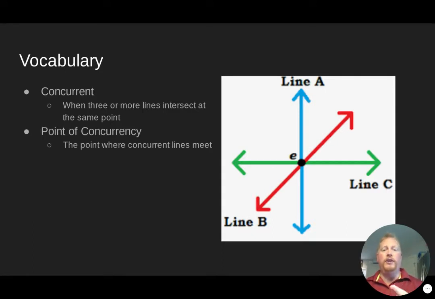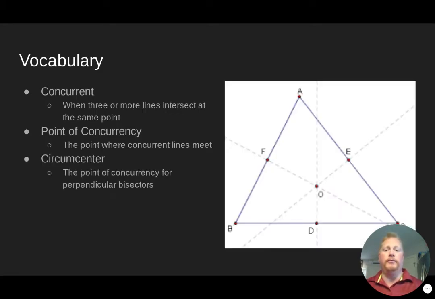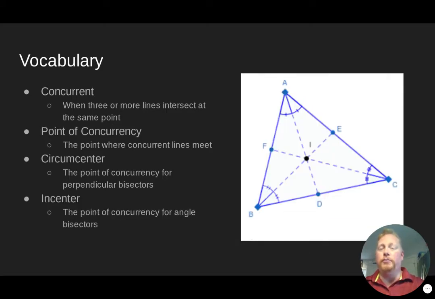And we're going to deal with two specific kinds of points of concurrency in this lesson. The first one of those is called the circumcenter. And all that is if you have a triangle and you do all three perpendicular bisectors, those three perpendicular bisectors will meet at a single point, and we call that point the circumcenter. And I'll tell you why we do that in just a little bit. And the other kind of point of concurrency that we deal with is called the incenter. And that's where if you do the angle bisector of all three angles in the triangle, they'll all meet at one point, and that point is called the incenter.